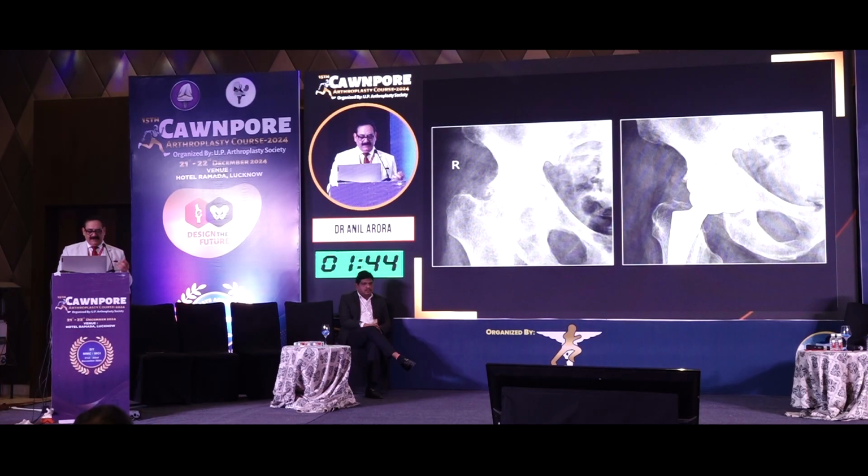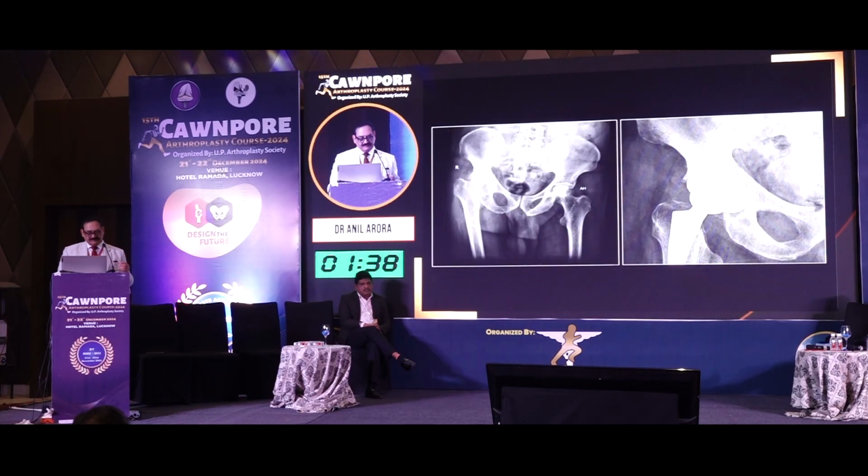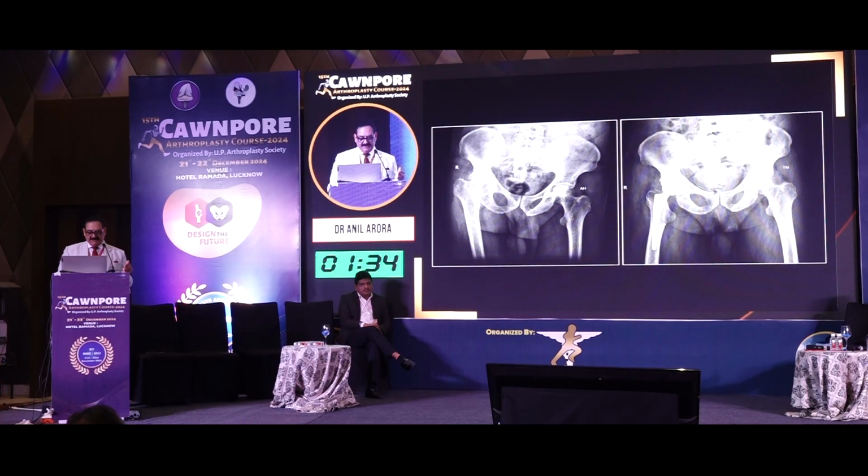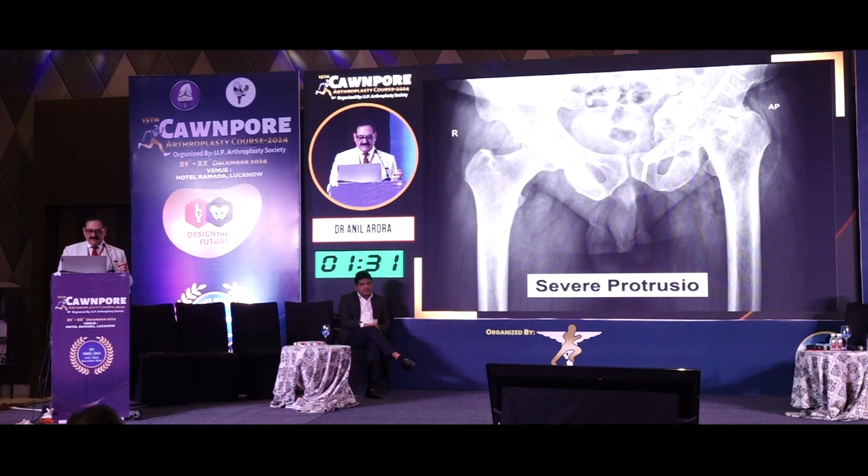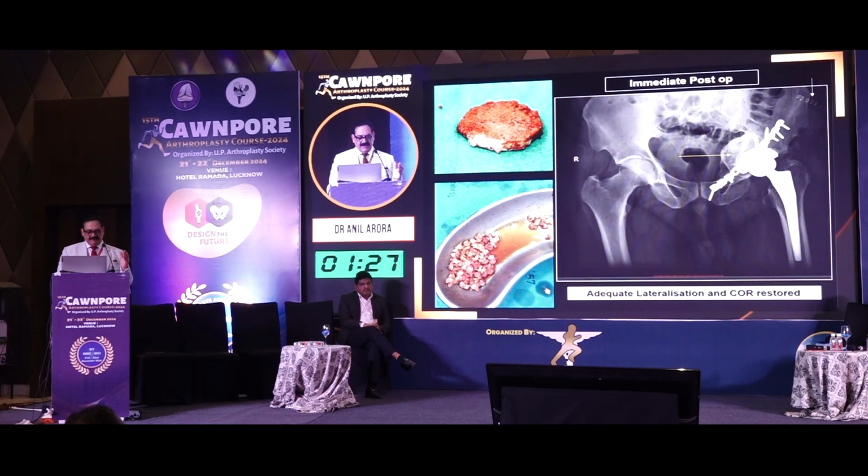One example, the head is up and out and up and in, and the structural graft was put at the top, and the cup was brought down, and adequate lateralization was achieved. Another case, severe protrusio, there was no defect in the medial wall, a structural graft at the floor, and morselized graft above that, and then we could restore cup lateralization, achieve center of rotation, with adequate lateralization.